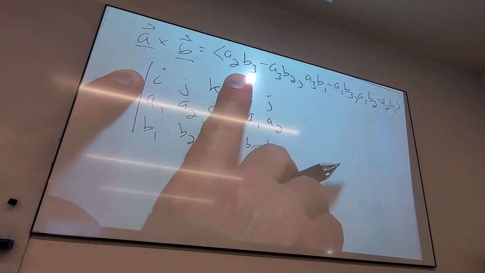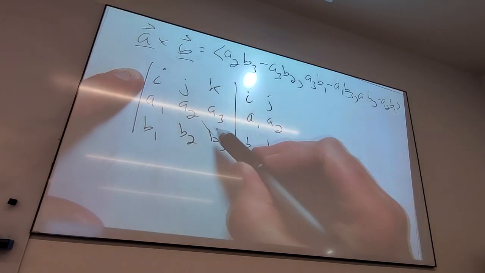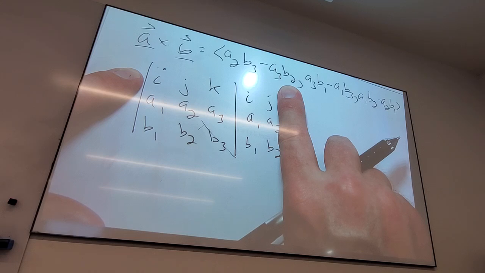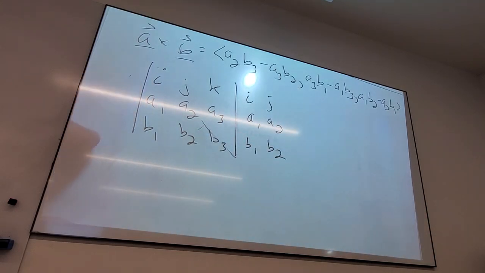Isn't that A2, B3? And if I look ahead, won't I get minus A3, B2, I? You guys? Okay.